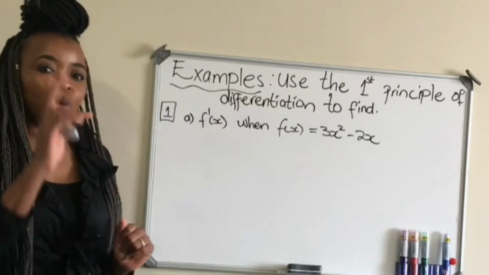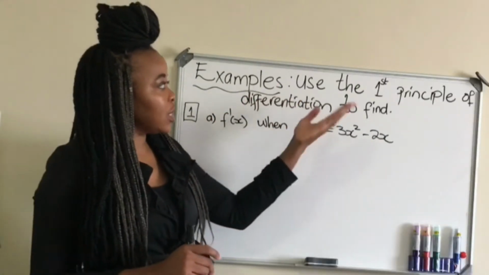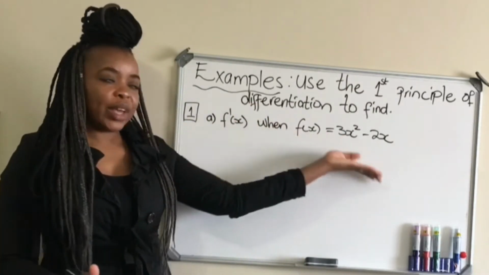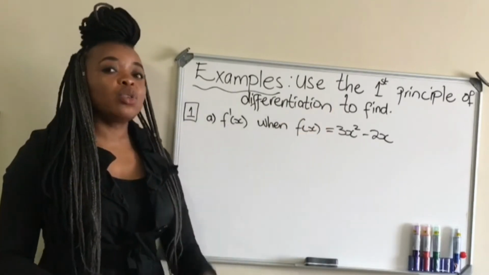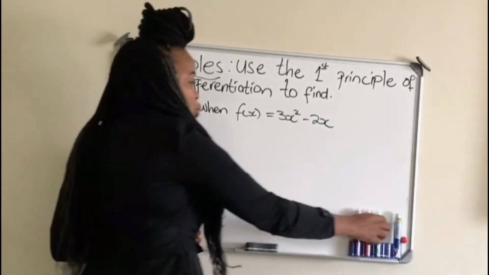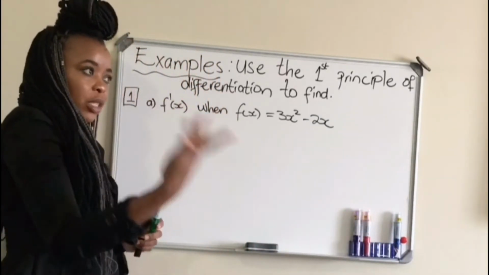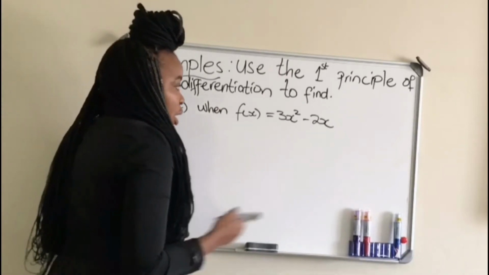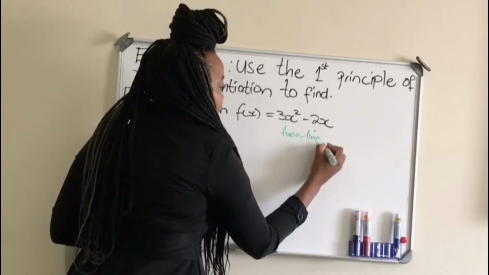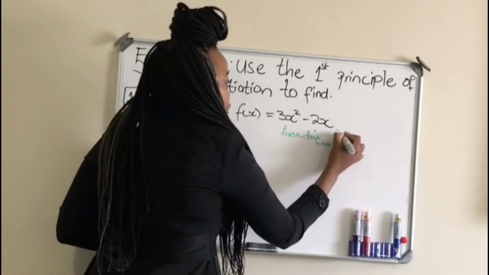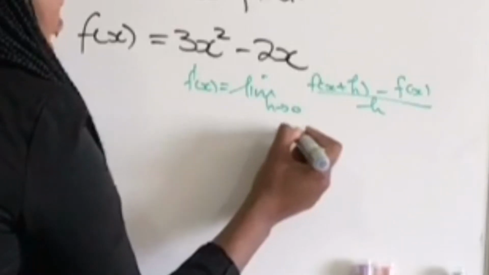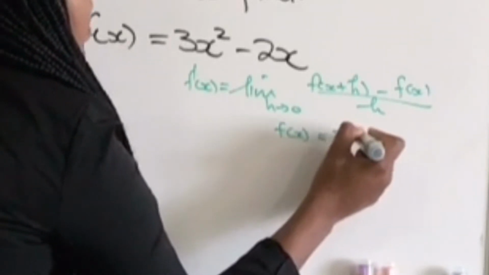Here we are going to look at 2 examples. In number 1, the question is saying use the first principle of differentiation to find f prime of x when f of x is equal to 3x squared minus 2x. We also have b for question 1. First thing we want to remind ourselves of is the principle itself, the definition. The definition is f prime of x is equal to the limit as h approaches 0 of f of x plus h minus f of x over h. We already have our f of x, right? Which is 3x squared minus 2x.